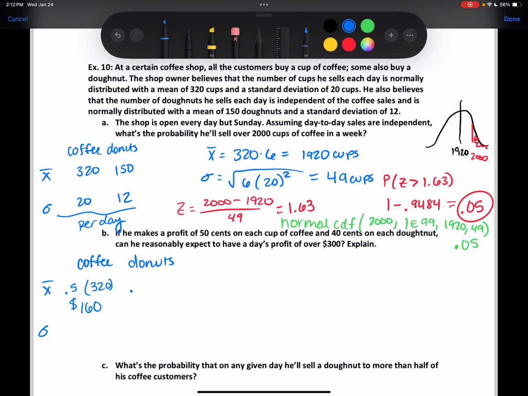Donuts, 0.4 times 150. So this is what you say, 60. All right, now standard deviation.